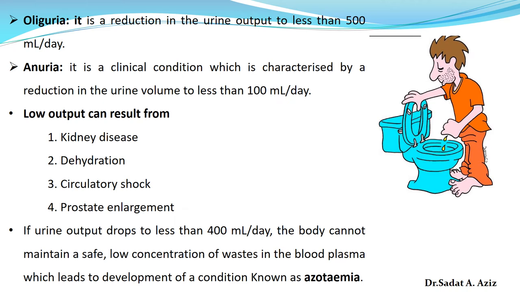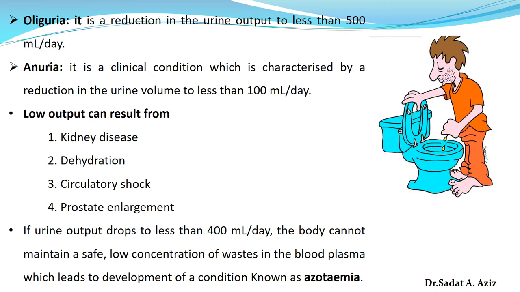And this third type of renal related disorder is called anuria, okay? And you know, no, or very, let us say, little amount, okay? So it is a clinical condition, anuria, which is characterized by reduction in the urine volume to less than 100 ml per day.